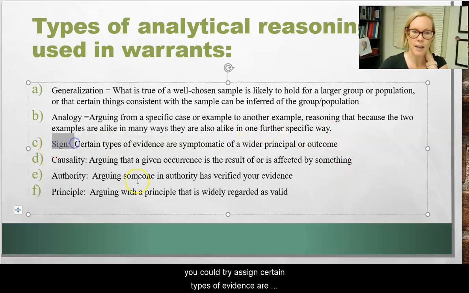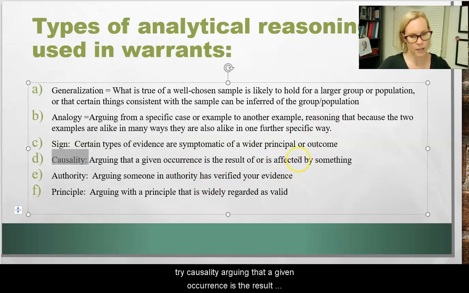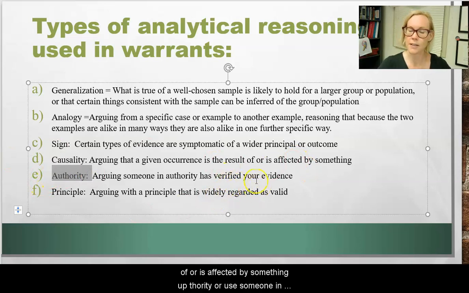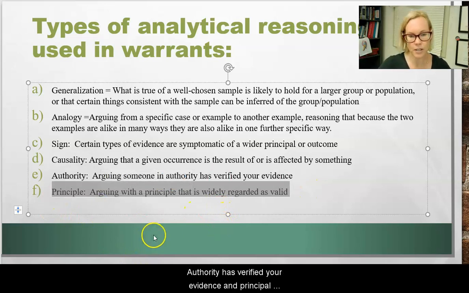You could try a sign. Certain types of evidence are symptomatic of a wider principle or outcome. You can try causality, arguing that a given occurrence is the result of or is affected by something. Authority argues someone in authority has verified your evidence. And principle, arguing with a principle that is widely regarded as valid.